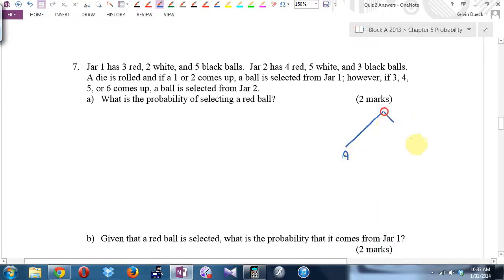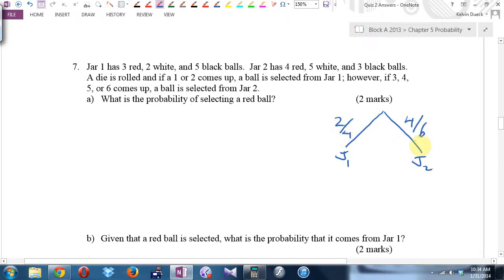Pick a jar. Now, sometimes it's just 50-50. But I think in this one, if you read the paragraph, I gave you some instructions to determine how you pick between jar A and jar B. What's the probability that we actually pick jar A? Or jar, sorry, they didn't use A and B, Mr. Dueck. Jar 1, jar 2. How about J1, J2? What's the probability that you pick jar 1? 2 out of 6. And that means this one has to be 4 out of 6.